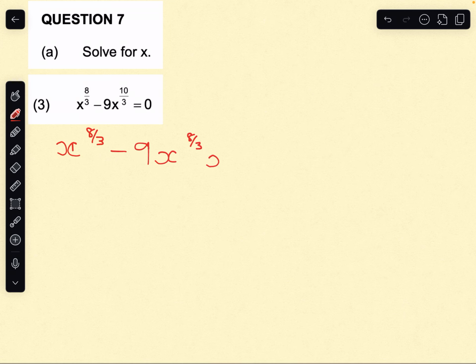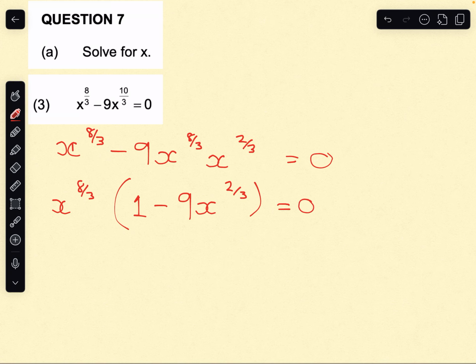So I'm just gonna show it to you. x to the 10 over 3 is the same as x to the 8 over 3 times x to the 2 over 3, right? Using the rule that if they have the same base, you add the exponents. So then we have a common factor of x to the power of 8 over 3, and here we're left with 1 minus 9x to the 2 over 3. So then either x to the 8 over 3 is equal to 0, or 1 minus 9x to the 2 over 3 is equal to 0.